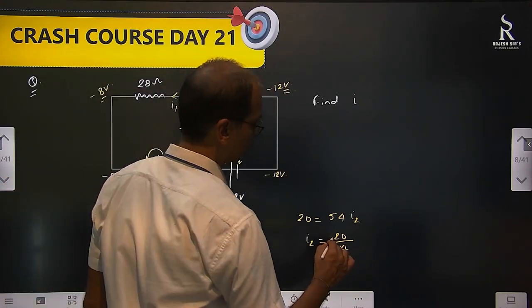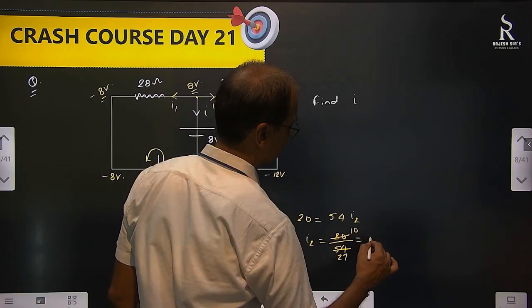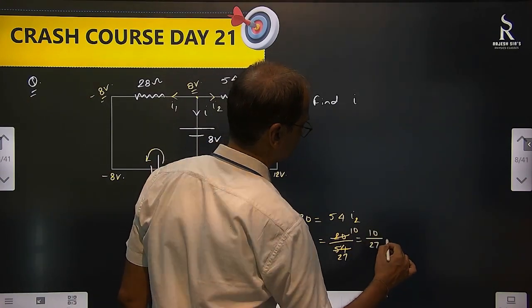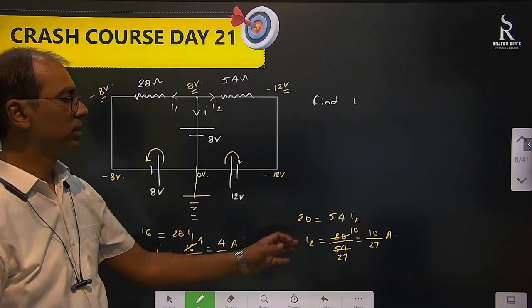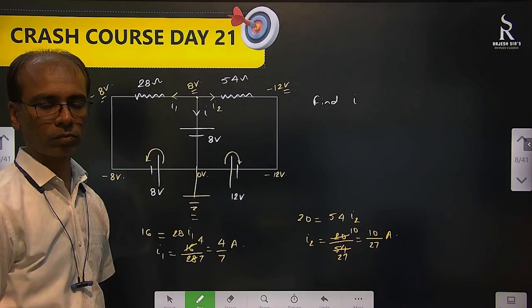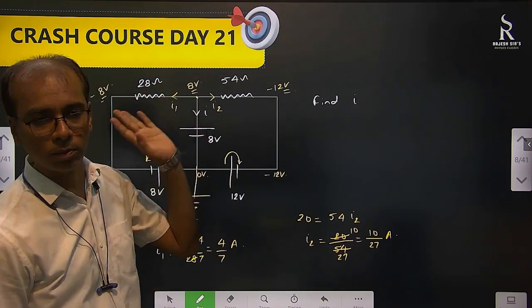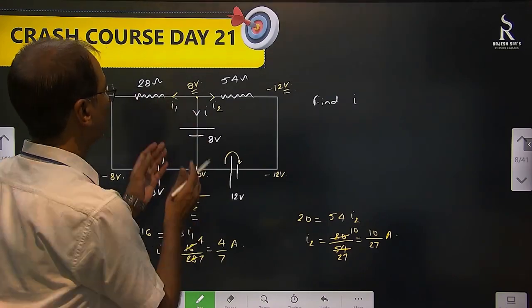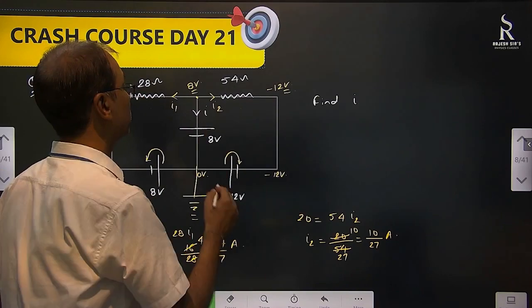Okay, let's do it with 2 first. 10 and 27. So 10 by 27, that's it. Okay. And here what is it? Here is 4 by 7. So 4 by 7 is here, 10 by 27 is here. What is this I? So that means we have to take it in the opposite direction. One is going in this one, one is going in this one. That means I equal to I1 plus I2. Direction needs to be changed.